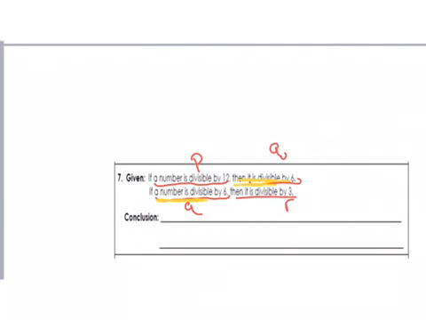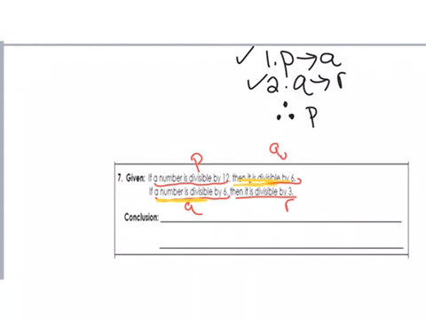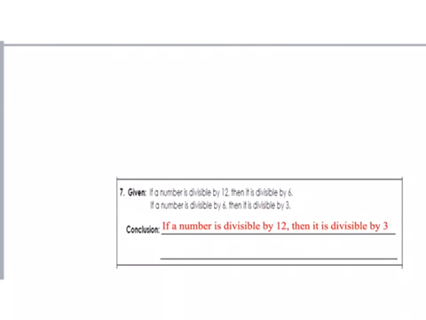So let's write our symbolic map. 1, do I have a P that goes to Q? Check. Number 2, do I have a Q that goes to R? Check. Therefore, what is my conclusion? That P goes to R. So how would I write that? Go ahead and fill it in. There we go. If a number is divisible by 12, then it is divisible by 3.